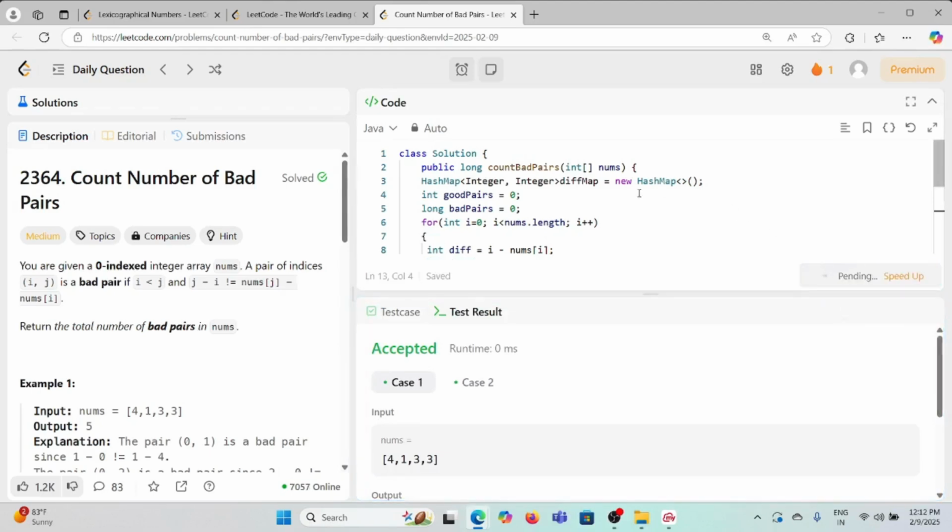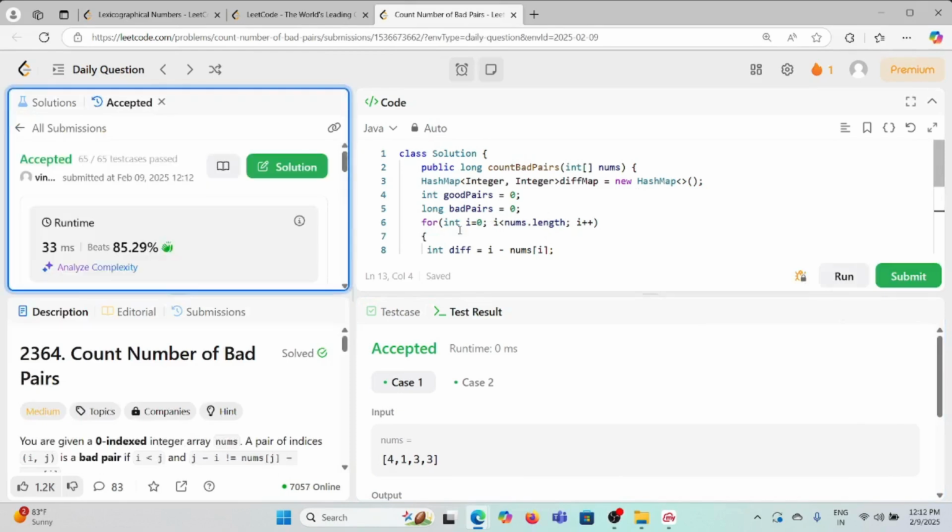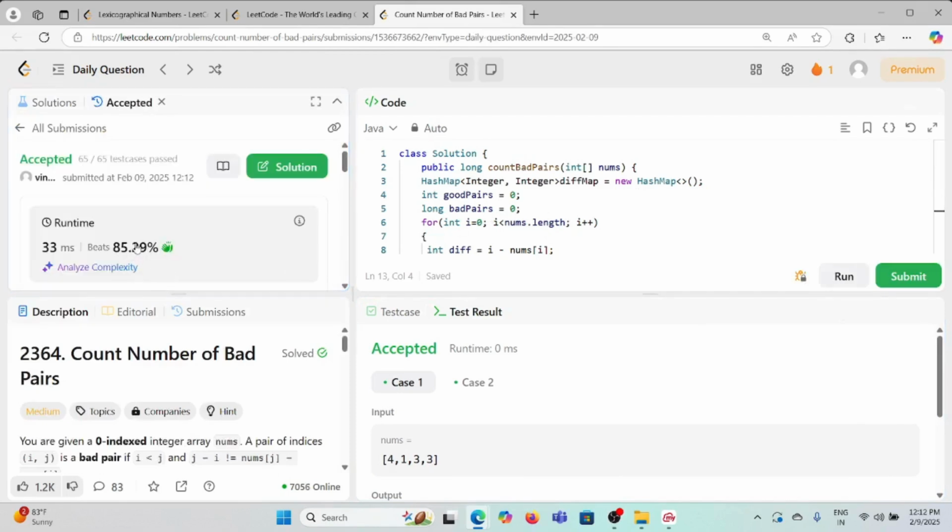So here we are doing a single traversal, in O(n) time complexity. The submission beats 82.85 percent. The time complexity is O(n), and the space complexity is also O(n), because we are using a HashMap.